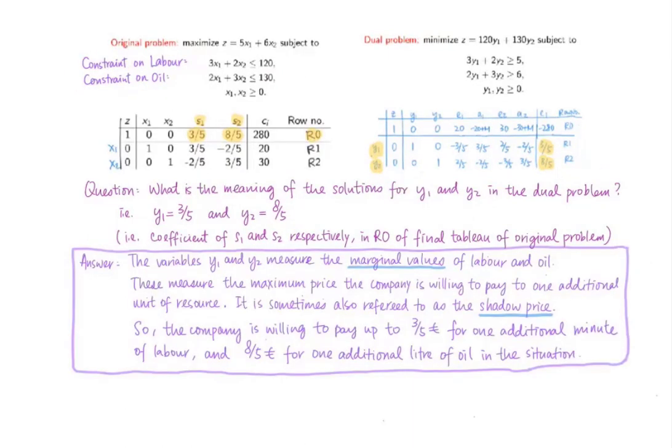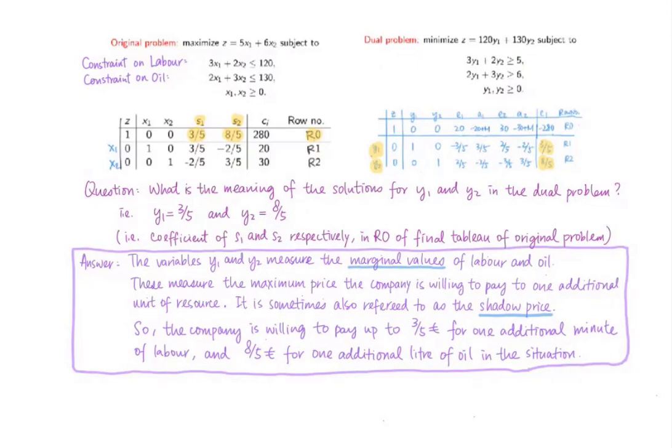In conclusion, the variables y1 and y2 in the dual problem measure the marginal values of labor and oil in this example. This measures the maximum price the company is willing to pay for 1 additional unit of resource. It is also sometimes referred to as the shadow price.